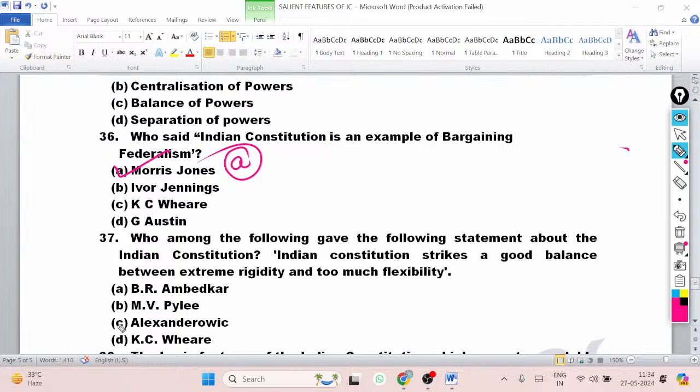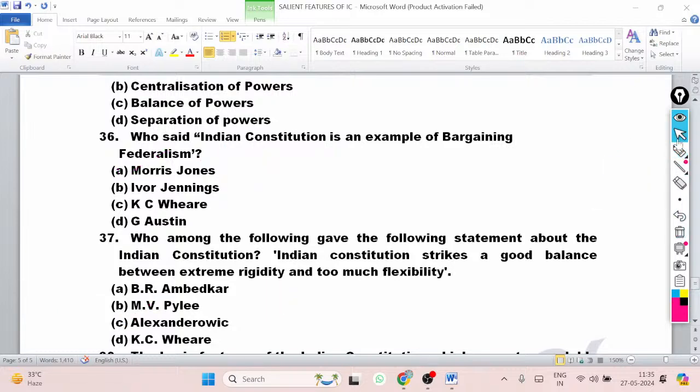Based on extreme rigidity, that is Alexander, but Casey Hoyer also said that it strikes a good balance between rigidity and flexibility. The term extreme rigidity was mentioned by Alexandrowicz. Okay, that is 37. Answer is C. But I repeat that Casey has also mentioned that the Indian Constitution is an example of rigidity and flexibility.